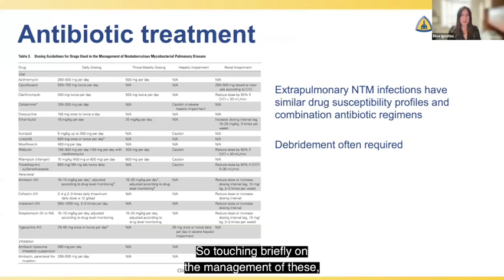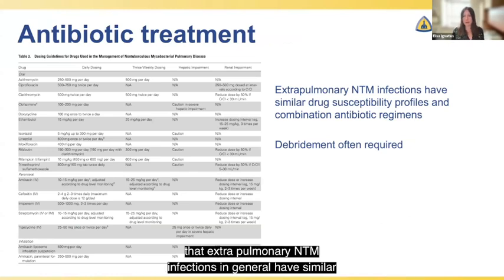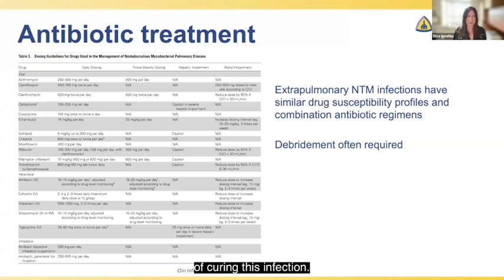So, touching briefly on the management of these difficult extrapulmonary cases. My broad comment is that extrapulmonary NTM infections in general have similar drug susceptibility profiles, and similar combinations of drugs that we use, by comparison to pulmonary infections. Debridement is often required, which I think is something that does distinguish these extrapulmonary cases from pulmonary cases. In many cases, debridement is essential in order to have a chance of curing this infection.